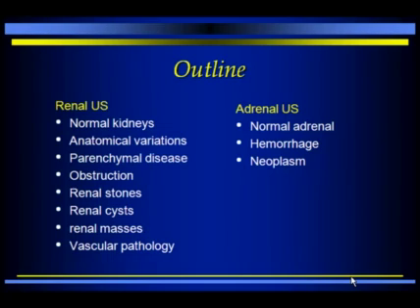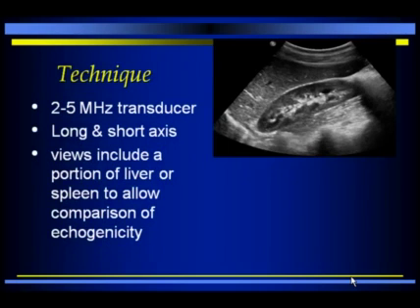Then we'll look at the appearance of parenchymal disease, the appearance of obstruction, and one of the major causes of obstruction being renal stones. We'll look at renal cysts and different types of renal masses, and finally look at some vascular pathology. When we move to the adrenal glands, we'll look at the normal adrenal and the appearance of adrenal hemorrhage and various neoplasms in the adrenal gland as well. These are the two major issues that we're going to address in evaluating the retroperitoneum with ultrasound.